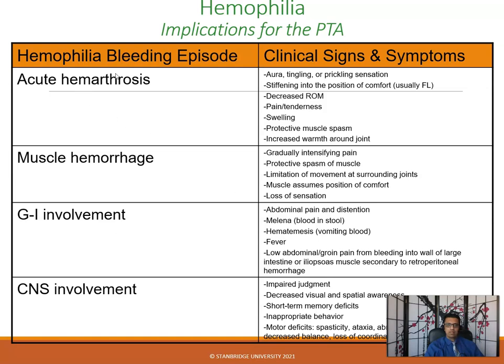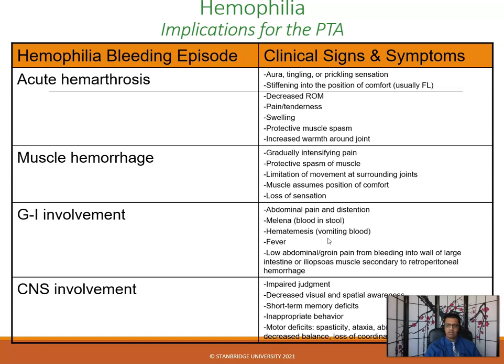All right, so here are hemophilia bleeding episodes: acute hemoarthrosis, muscle hemorrhage, GI involvement, and CNS involvement. What would you see as far as signs and symptoms of acute hemoarthrosis? Aura, tingling, prickling sensation, stiffening into the position of comfort, usually flexion, decreased range of motion, swelling, protective muscle spasms. What if they have a muscle hemorrhage? Gradually intensifying pain, protective spasm of the muscle, loss of sensation, and the muscle assumes a position of comfort, so a shortened position.